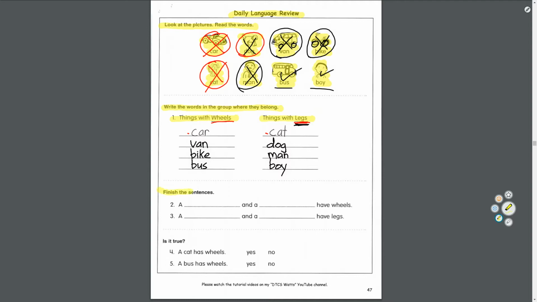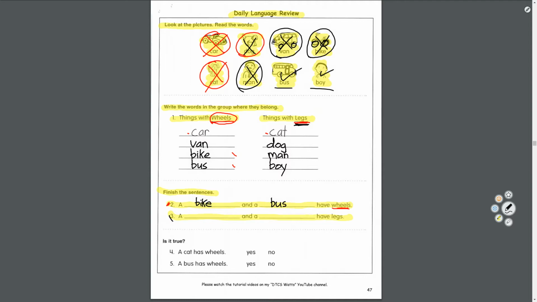Now finish the sentences. Number 2, a blank and a blank have wheels. Number 3, a blank and a blank have legs. So we need to pick 2 things. Say for number 2 here. We're looking at wheels, so let's pick 2 things that have wheels. I like bike and bus. Sounds nice. And then we just put those words in here. A bike and a bus have wheels.